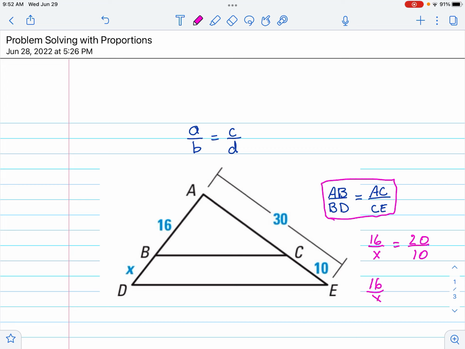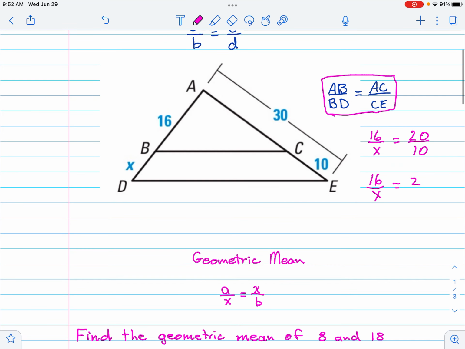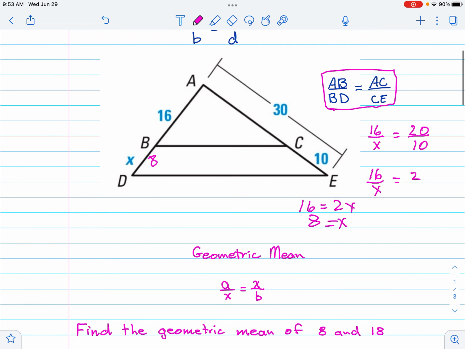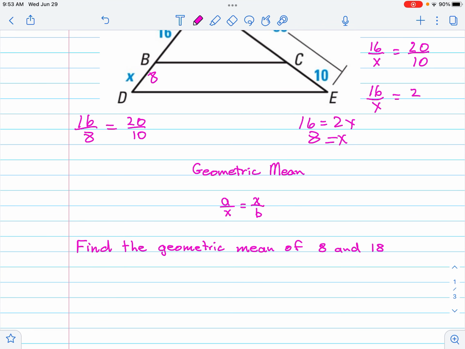Now, let's see what we've got here. We've got 16 over X is equal to, well, 2. Okay? So then we cross multiply as we did earlier, and we get 16 equals 2X, or X is equal to 8. So this right here, X is equal to 8. This side is 8 units long. Now let's see if that works out. We've got AB is to BD, so we've got 16 over 8. And let's see, is that the same as 20 over 10? Yes, it is. It's 2. So we got that. So this is how we can use proportions.